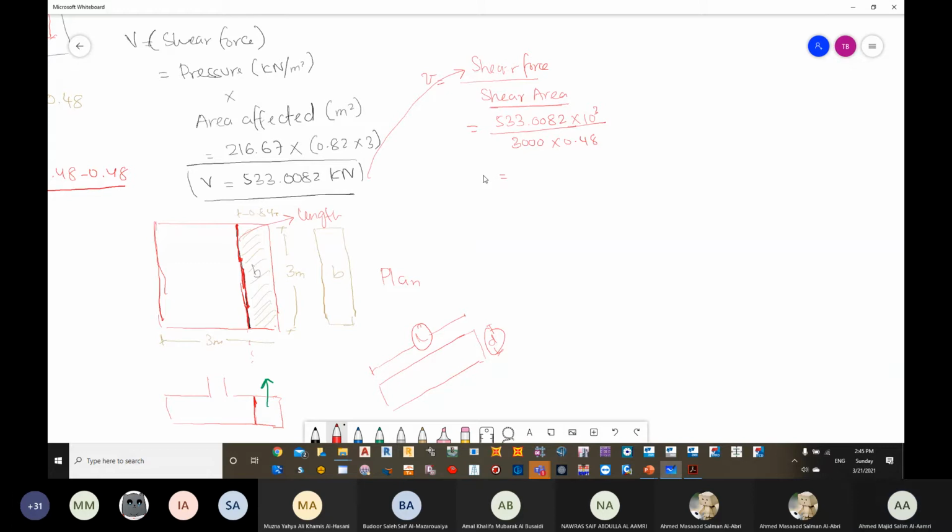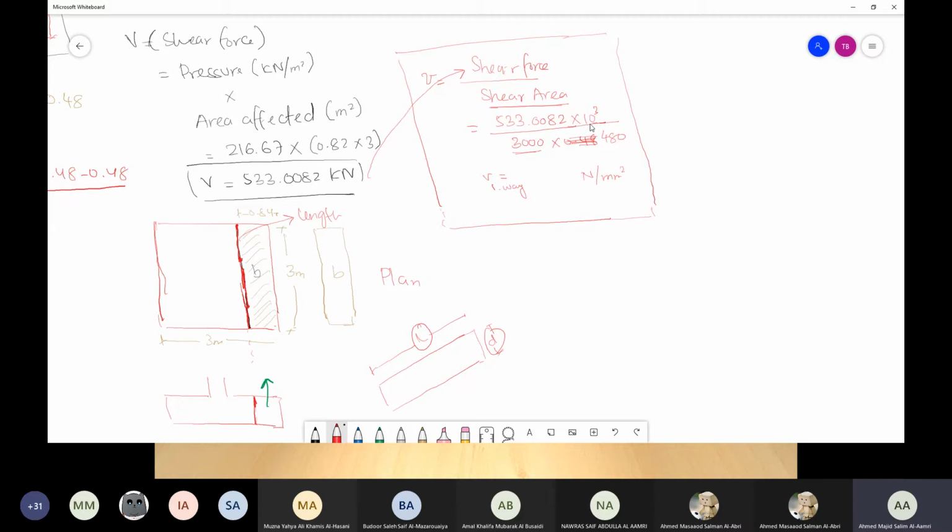Now, can you give me this value of V for one way? Sorry, this shouldn't be 0.48, because 3000 is in millimeters, this should be 480, since we are having the unit of stress in Newton per millimeter square. All the units should be in millimeters. So if it's 3 meters, then 3000. If it's 0.48, then it should be 480. How much is it going to be?